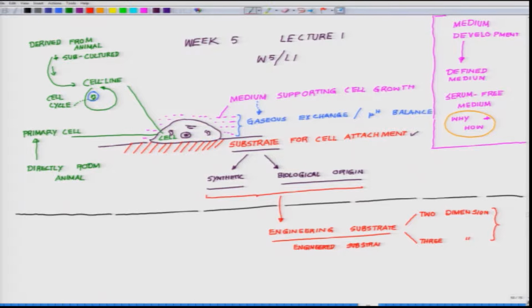Engineered substrate, the question is still the same: why and how. Now, there is a third component if you look at it. You see this, we carved out a niche out here: gaseous exchange and pH balance.